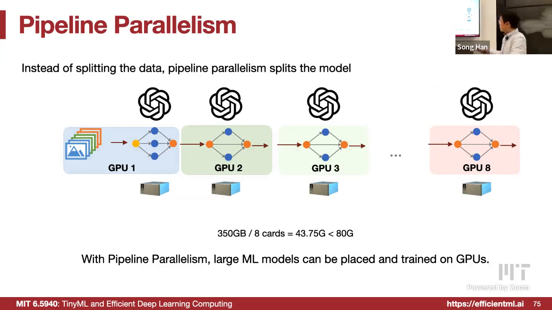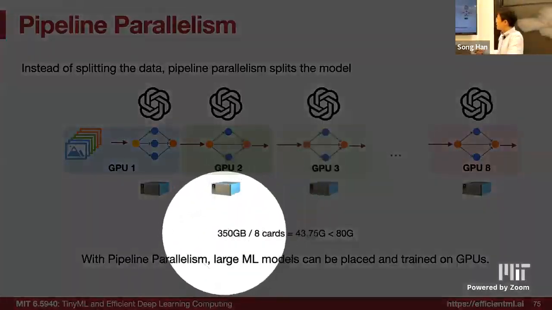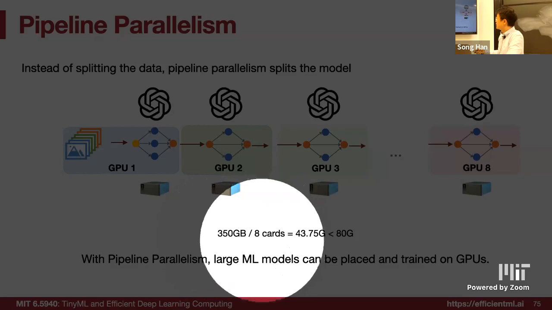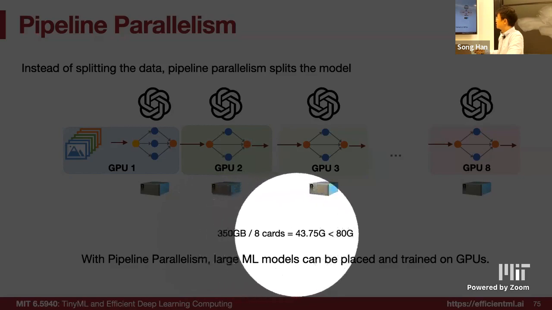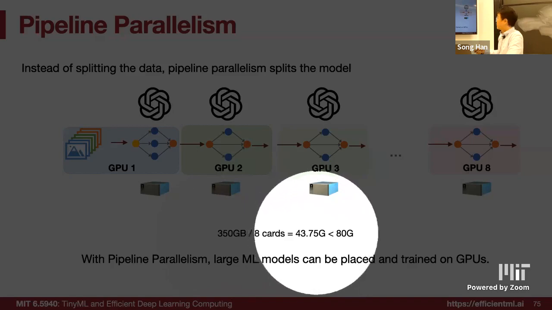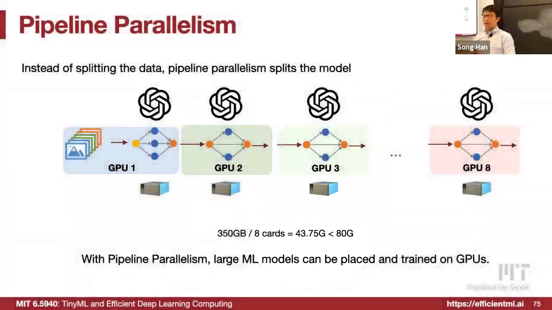If we split this 350 gigabytes across 8 cards, each card requires only 43.75 gigabytes, which is smaller than 80 gigabytes. So this is the memory required for the 175 billion parameters of weights. So that's another dimension to fit a larger model within the limited GPU memory.